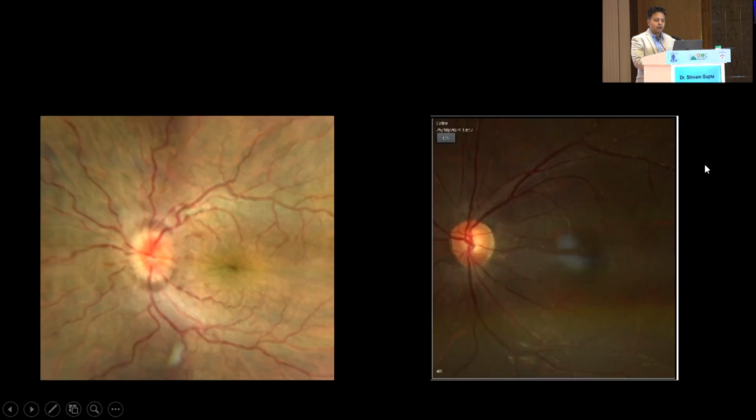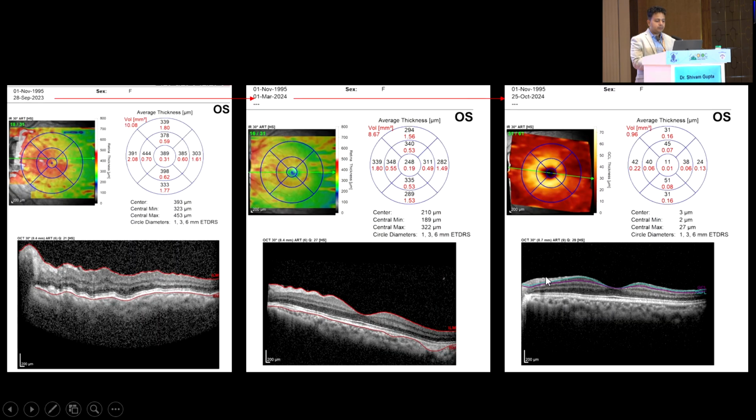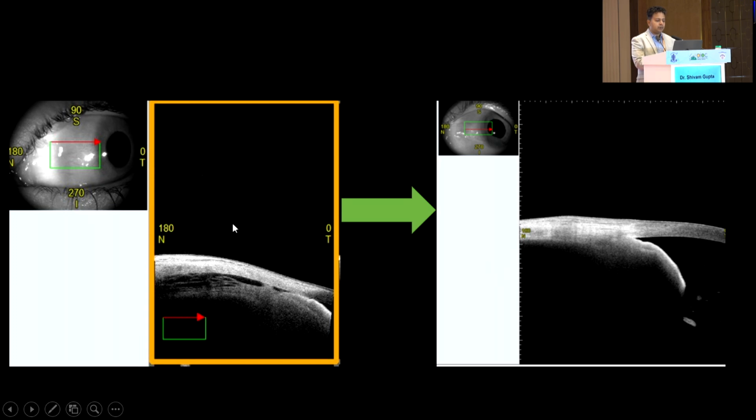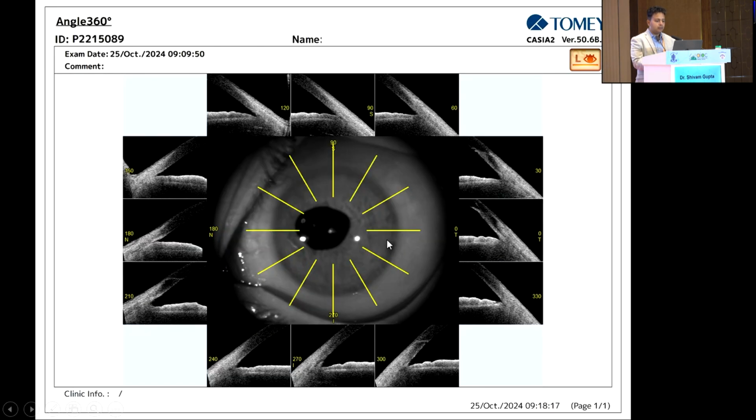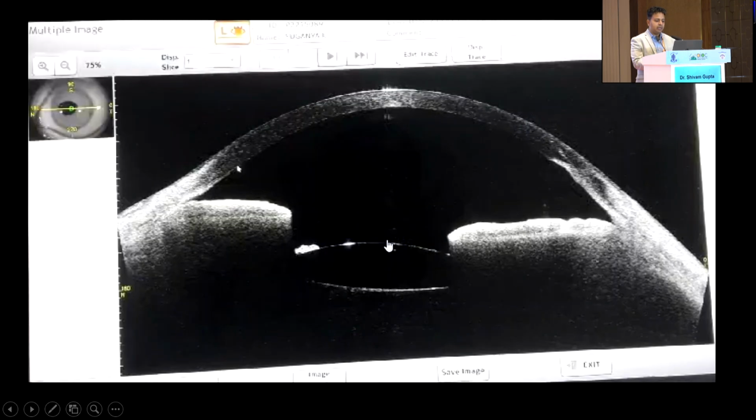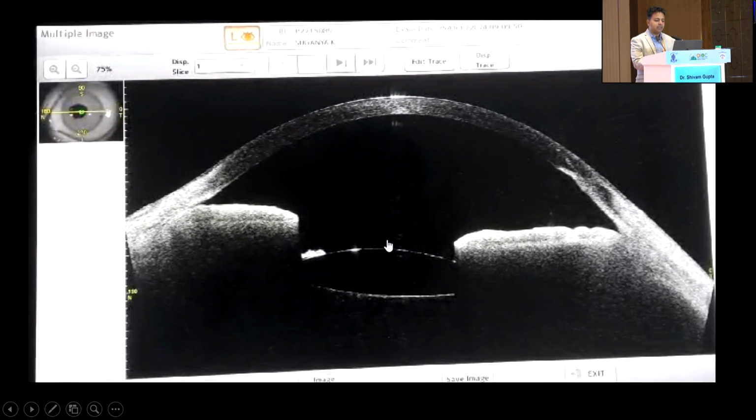And so here we can see gonioscopy, nasal side, the area we were localizing, the cyclodialysis had appeared to be normal. Now the fundus is also looking normal. If you look at serial OCTs taken from September 23 to 1st March 24 after surgery, and recently taken yesterday, only one scan was taken, you can see it has improved. So here was an AS-OCT image before and after the procedure, and here you can see a cyclodialysis cleft, and it's 360 degrees, and if you see this video, all 360 degrees of the cyclodialysis have been repaired.